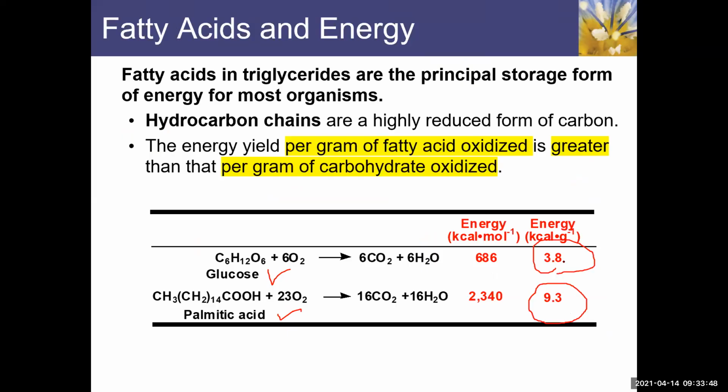So just 3.8 kilocalories per gram from the glucose, and look at this, 9.3 kilocalories we get from the lipids. Okay, so this is something which you already know about, right? That is why we usually store fats mostly as adipose tissue, so that we can use them in future for energy generation.